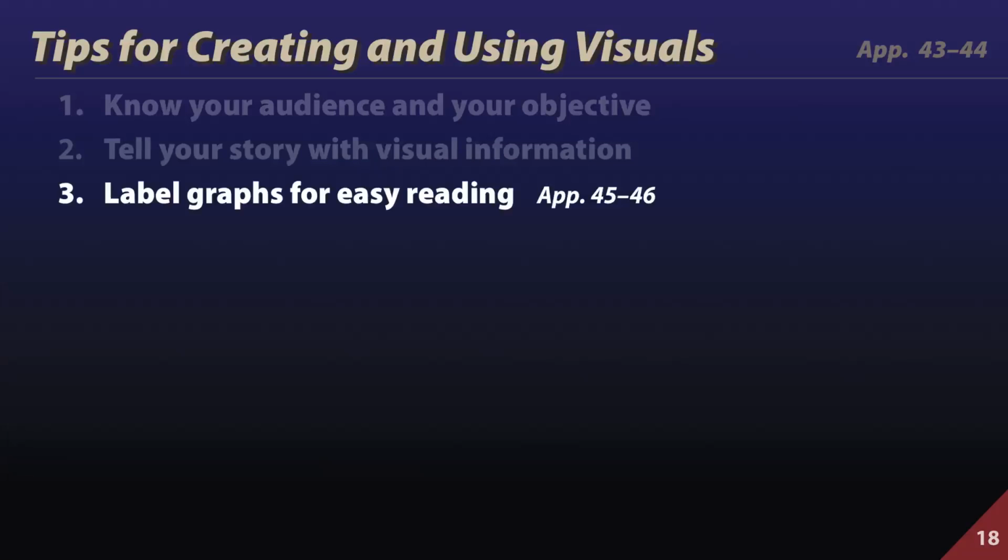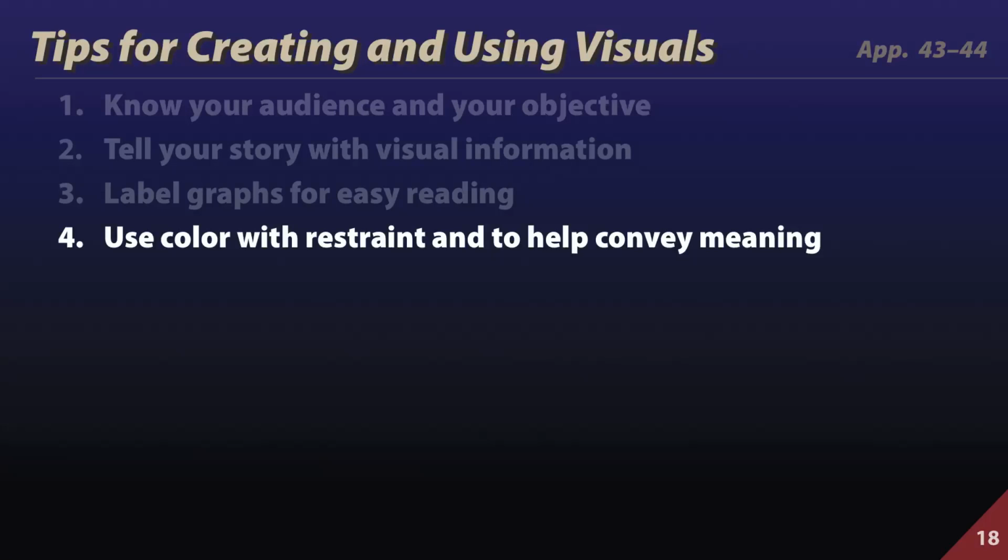Here's number 3, label graphs for easy reading. If we wanted to jump ahead to 45 and 46, those slides will give an example of that. We don't need to do that again. You know how that works. Use color with restraint and to help convey meaning is number 4. And once again, the first 3 have faded away. We're reminded that they're there. We're not invited to read ahead.